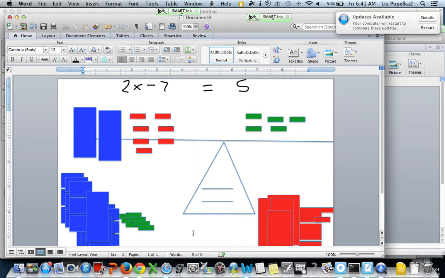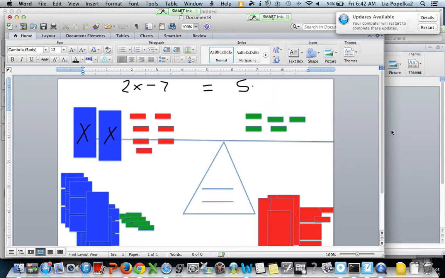And I have made myself a model of 2x minus 7 is equal to 5. What I did is I took 2 x's, then I took 7 negative 1's, and put them on the left side of my balance beam. My equal sign goes right here, and then my 5 goes on the right side of my balance beam to make a positive 5. So your equal sign's right there in the middle, your negative 7 is over here, and your positive 5 is over here. That's what your model should look like.